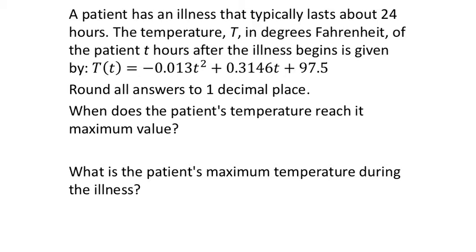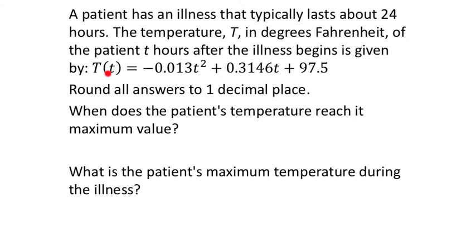A patient has an illness that typically lasts about 24 hours. The temperature T in degrees Fahrenheit of the patient t hours after the illness begins is given by this function. Round all answers to 1 decimal place. So we're expecting some kind of nasty stuff to happen on this one, but when does the patient's temperature reach its maximum value? When is the time on this one?